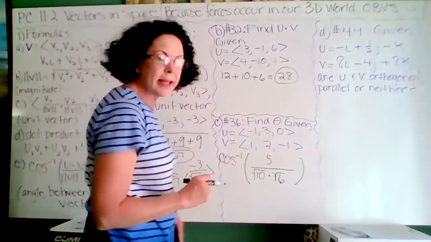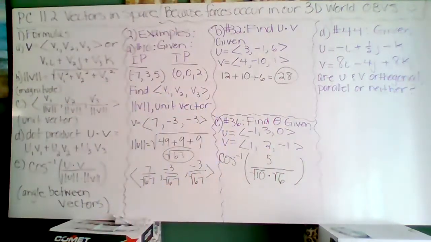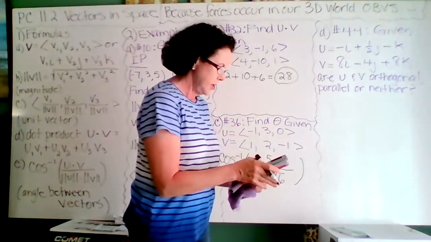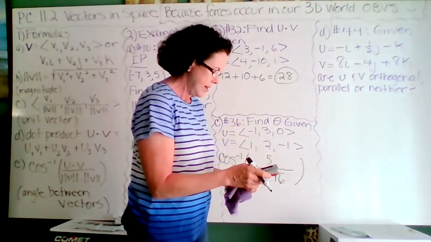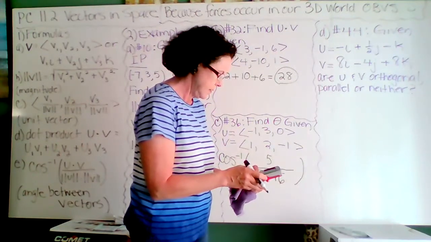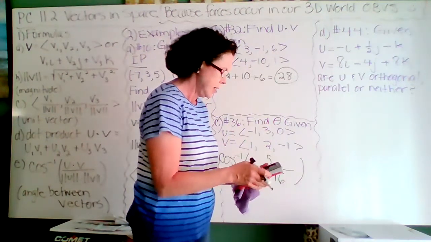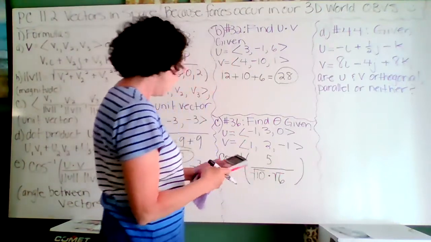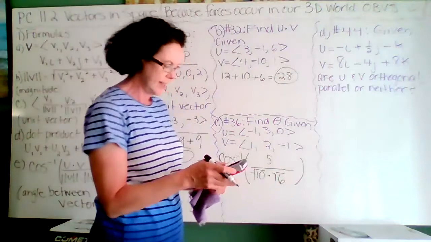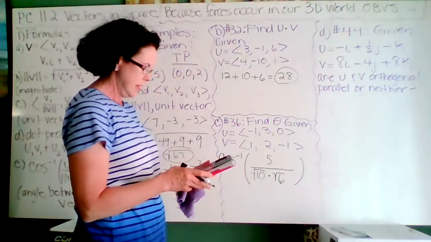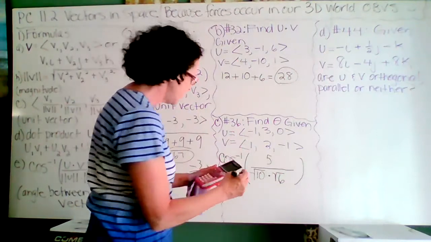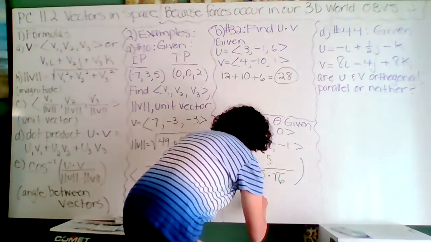All right, going to grab my calculator. Make sure I'm in degree mode. I am. And I'm going to do inverse cosine of 5 over, I'll just put in the square root of 60 into the denominator. And that angle is 49.8 degrees.